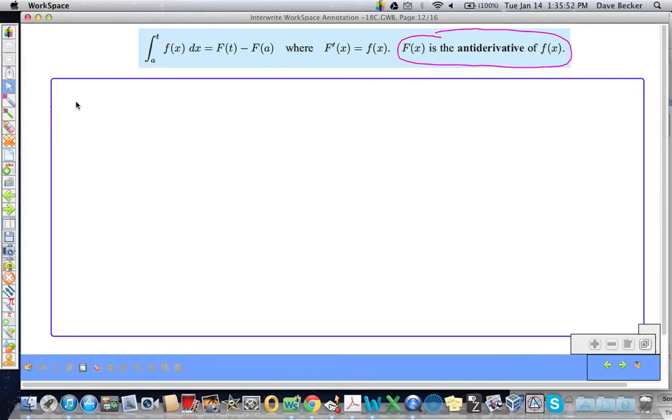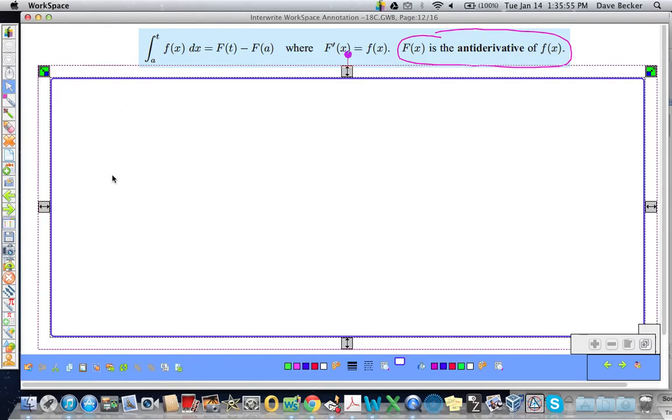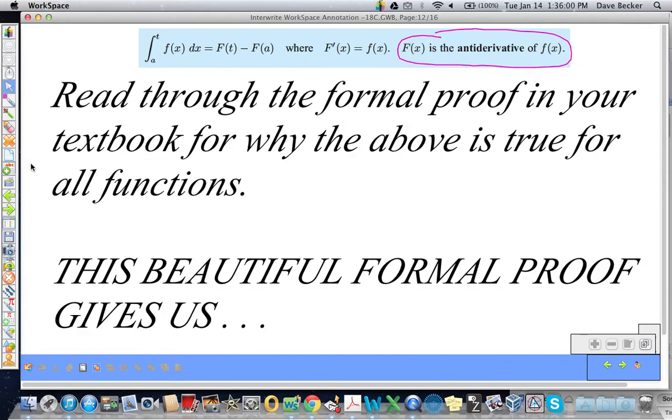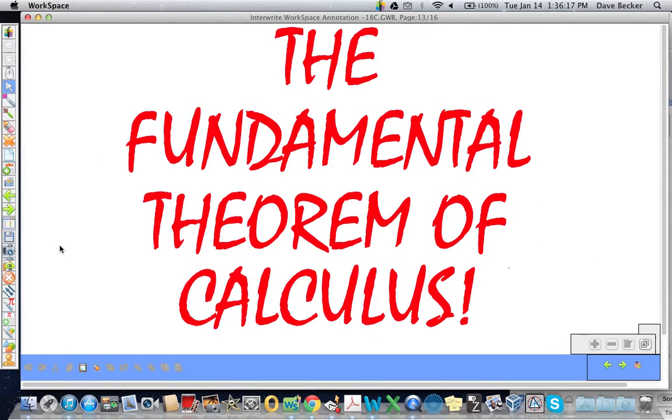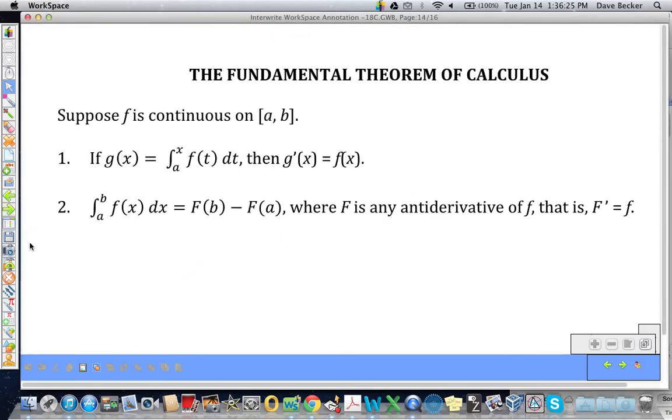Now, that's sort of an informal example as to why the fundamental theorem of calculus is what it is. If you read through the formal proof in your textbook for why the above is true for all functions, I want you to do that. This beautiful formal proof gives us, drum roll please, the fundamental theorem of calculus, the greatest discovery of the human mind ever.